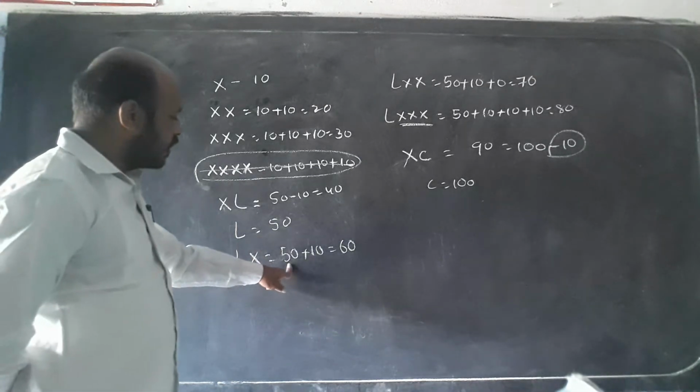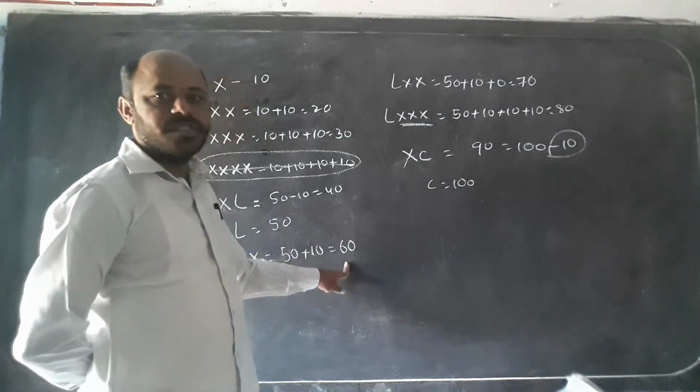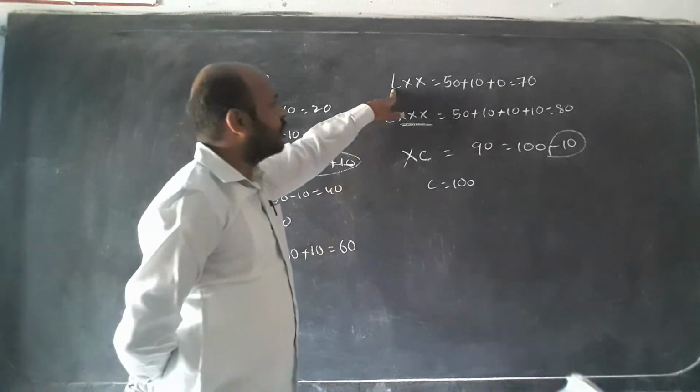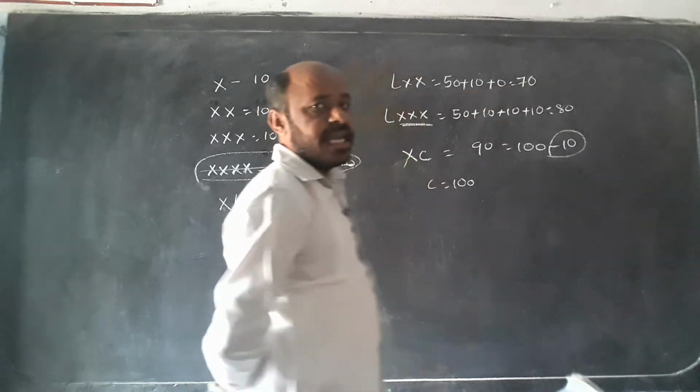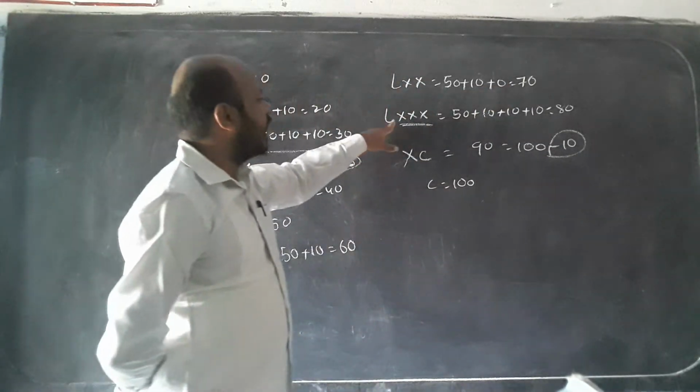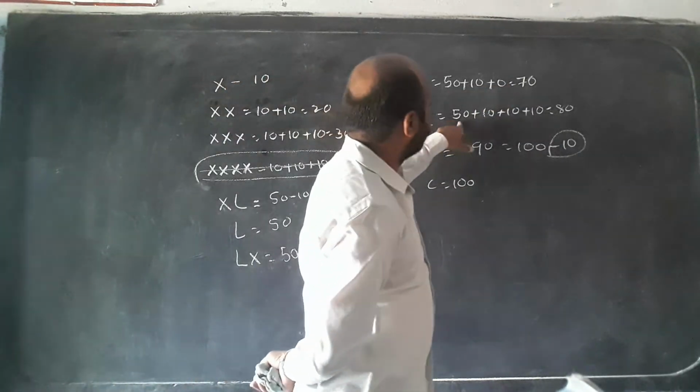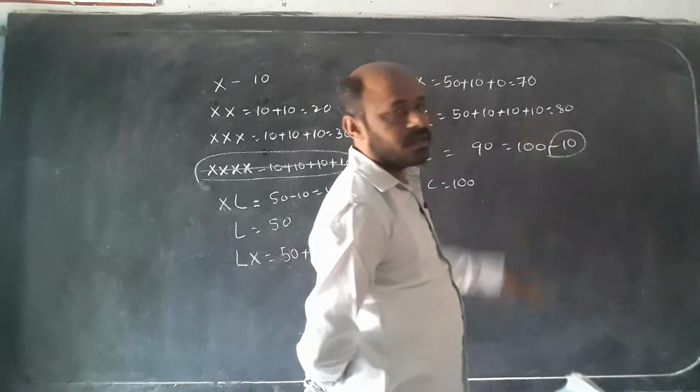Next, LX. LX means what? 50 plus 10. It becomes 60. Next one, LXX: 50 plus 10 plus 10 is 70. The next, LXXX: 50 plus 10 plus 10 plus 10 is equal to 80.